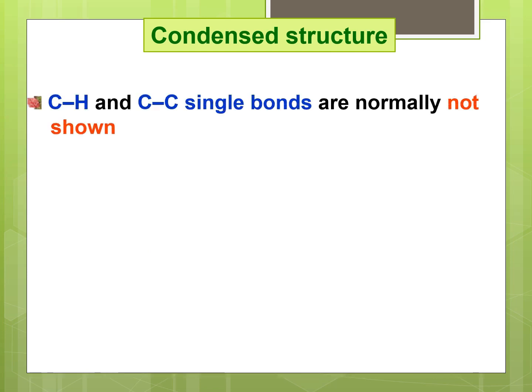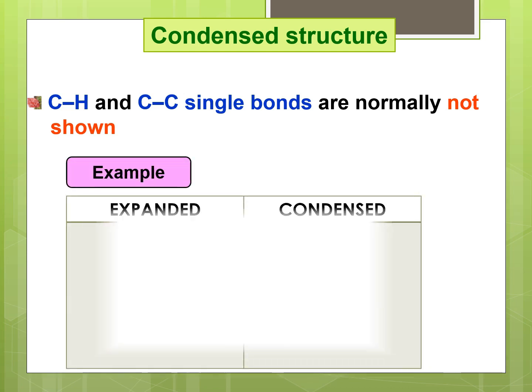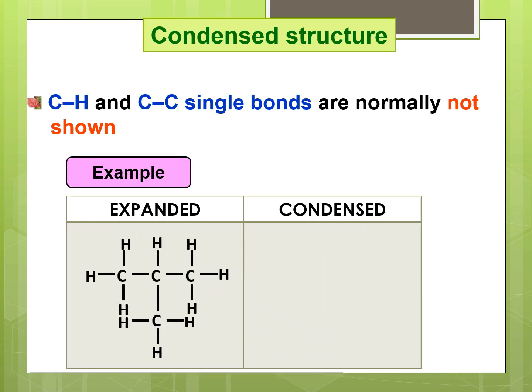Condensed structure. C-H and C-C single bonds are normally not shown. So the covalent bonds between carbon and hydrogen, carbon and carbon are normally not shown. Example, we compare between expanded and condensed structure. So we have a molecular formula for C4H10. Right, so this is the expanded structure and this is the condensed structure. So we can see here the bonding between C single bonds are not shown.